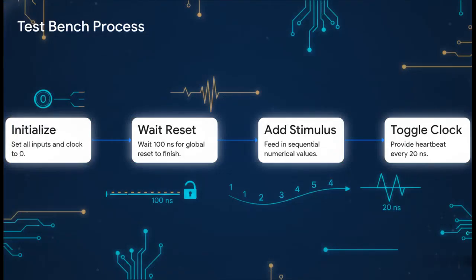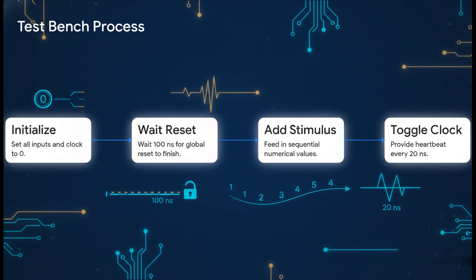To actually prove it works without building the physical circuit just yet, we write what's called a test bench to run in the ISIM simulator. Think of it as a script that fakes the hardware environment. Step 1, we initialize all our inputs to 0. Step 2 is absolutely vital. We tell the simulation to wait exactly 100 nanoseconds. This gives the system's global reset time to finish, which stops any weird, unpredictable behavior.